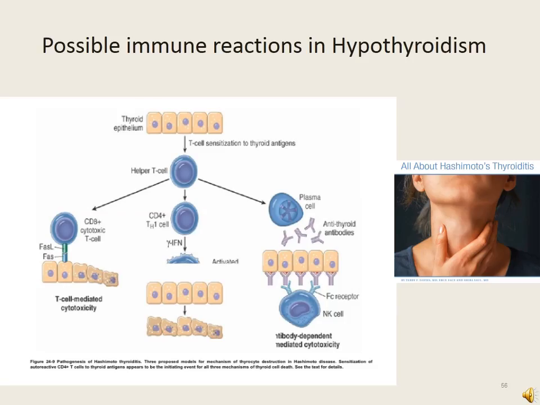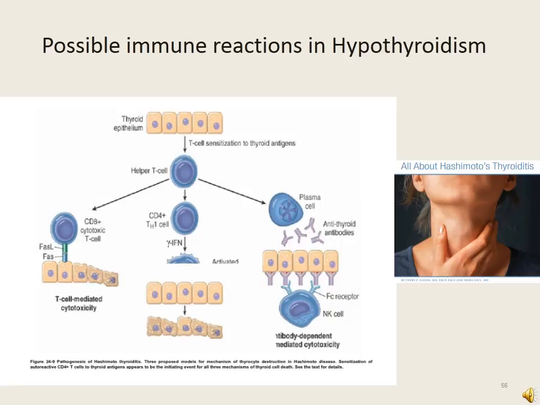This slide shows the figure for the possible immune reaction in hypothyroidism. Okay, in this, there is a production of autoantibody to the thyroid protein, as well as activation of T cells specific to the thyroid protein. The figure starts from the T cell that recognizes thyroid protein. Okay, this T cell will be activated or sensitized.